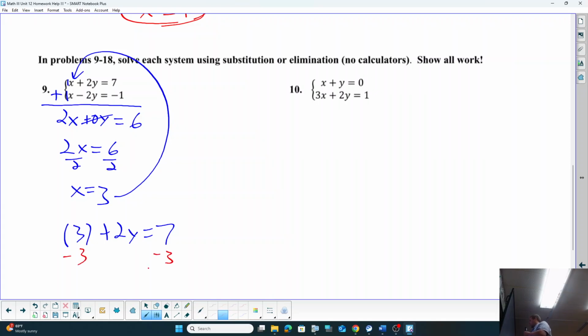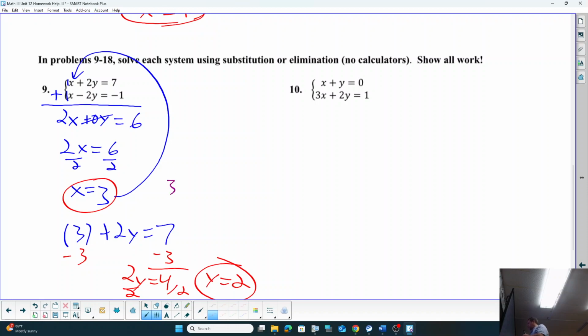So we're going to minus 3 to the other side, and we get 4. So 2y equals 4. And then divide by 2, divide by 2. y equals 2. So our answer then is x equals 3 in the x position, and y equals 2 in the y position. So 3, 2 is our answer. Right? You try number 10 now.